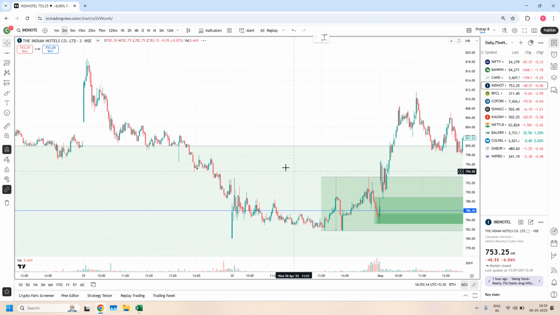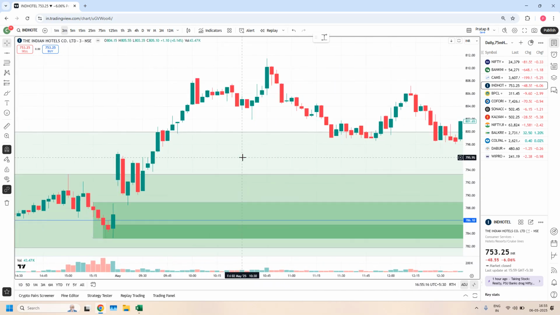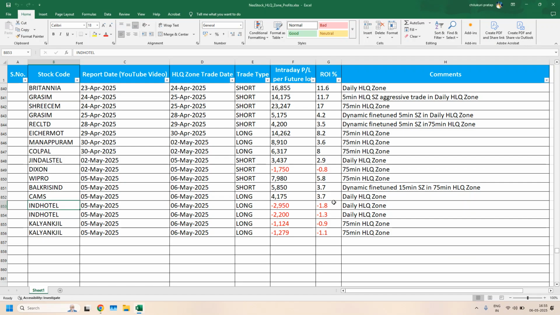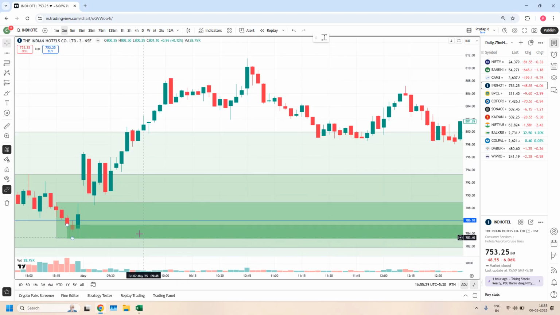3 minutes zone level I have drawn. This base candle level. Now risk, including stop buffer, is up to 1.8%. That means almost close to 2%. So this is what risk management, what you have to do. The risk adjustment. Suppose if you feel even this risk is high, better leave this stock.